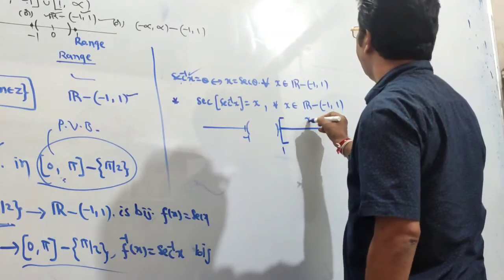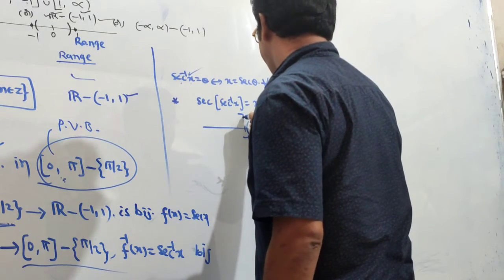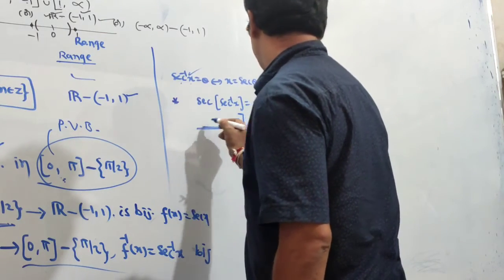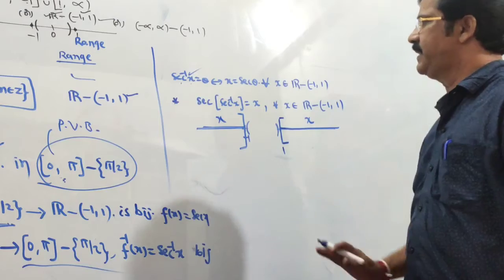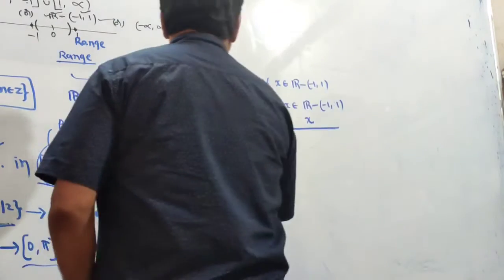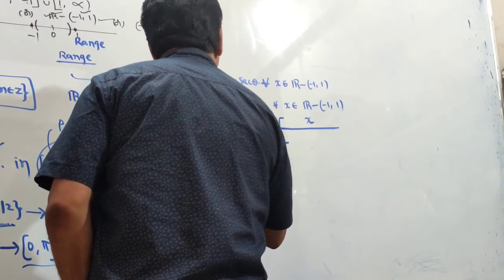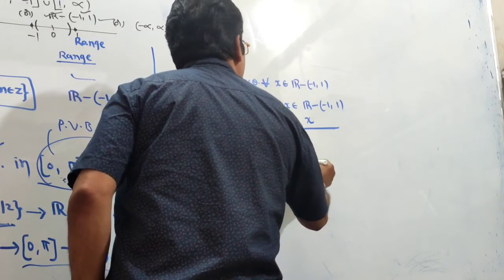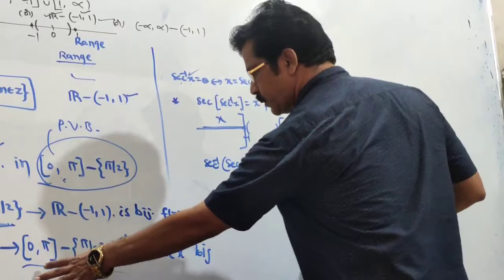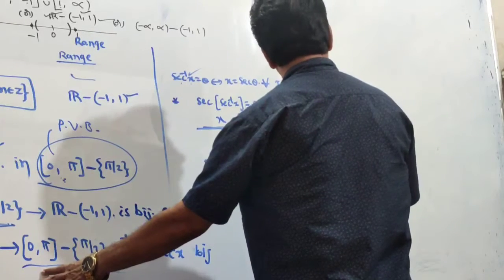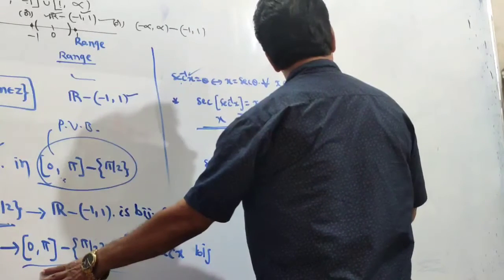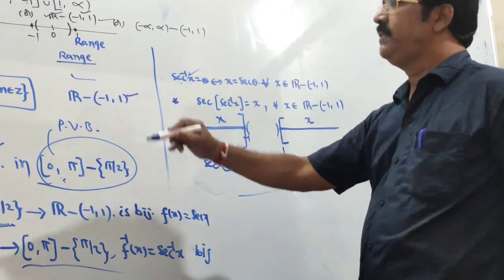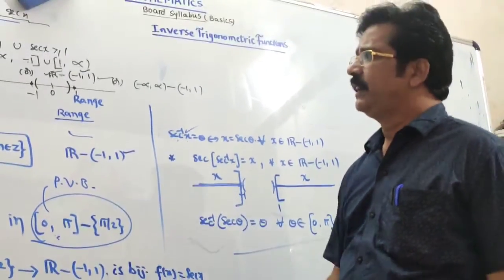X is here. X is where? X is here. This is the x area, except this area. Similarly, secant inverse of secant theta is equal to theta, for all theta belonging to the open interval of 0 to pi except pi by 2. Remaining, as usual, we can define the formula for secant x also.